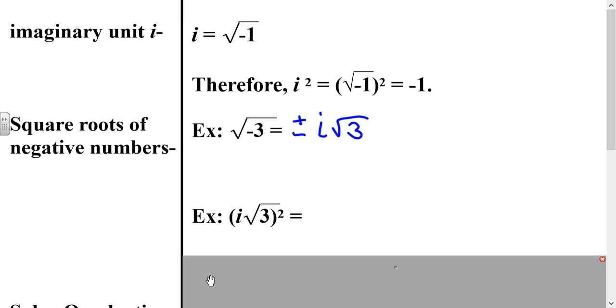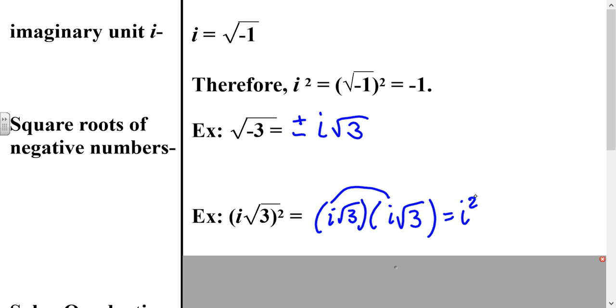Now if I have i square root 3 squared, then when I'm squaring this, this is like taking i square root 3 times i square root 3, because when I square something, I'm just multiplying it by itself. So i times i would be equal to i squared. And the square root of 3 times the square root of 3 would be the square root of 9, which is just 3. So then that would be equal to 3i squared.